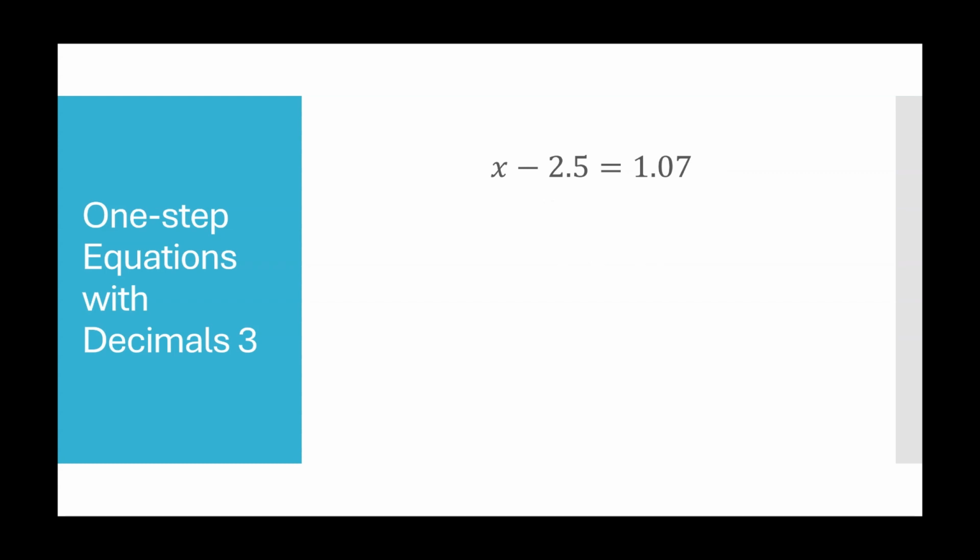If I was subtracting 2.5, I'm going to need to add 2.5. And don't forget, when you're adding or subtracting decimals, you have to line up those decimal points to make sure your place values keep everything the same. So I can put a little placeholder 0 right here and add these guys up. 7, 5, 3. So x is 3.57.